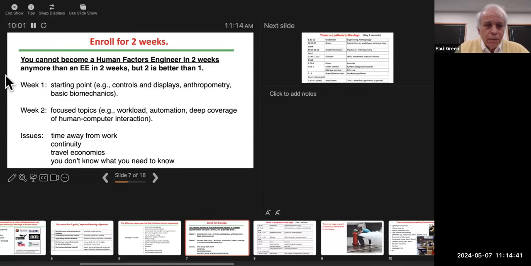If you look at the 2 weeks, the first week is kind of the starting point. So it's the basics of controls and displays and other kind of fundamental topics. The second week is a continuation of that, covering some things in greater depth and covering some additional topics, in particular related to computer systems, automation, situation awareness, and human-computer interaction in general. And people say, well, human-computer interaction is not what I do. But if you look at pretty much any system, it's probably going to have a computer in it. So the traditional thinking of human interaction is a keyboard and a mouse with a screen. There's a lot more to it than that.